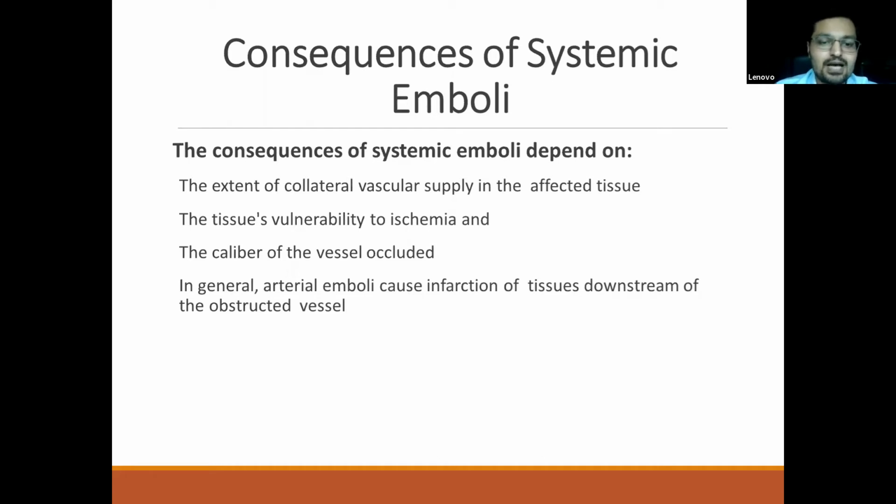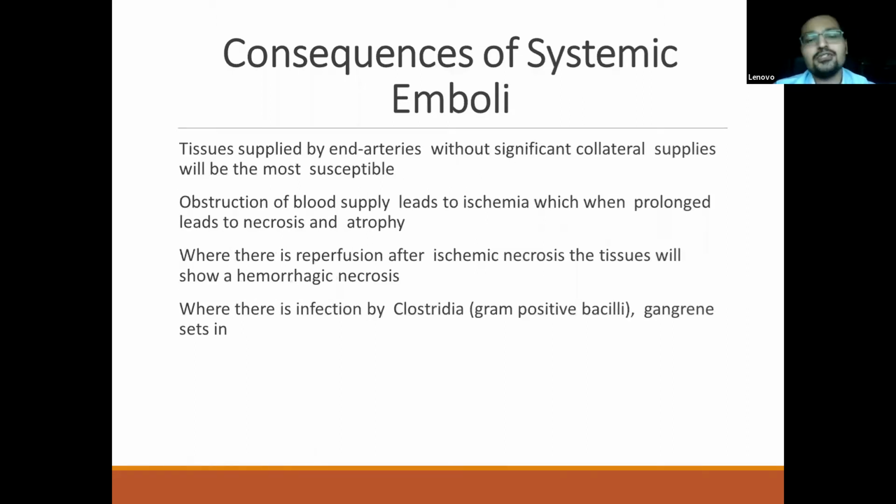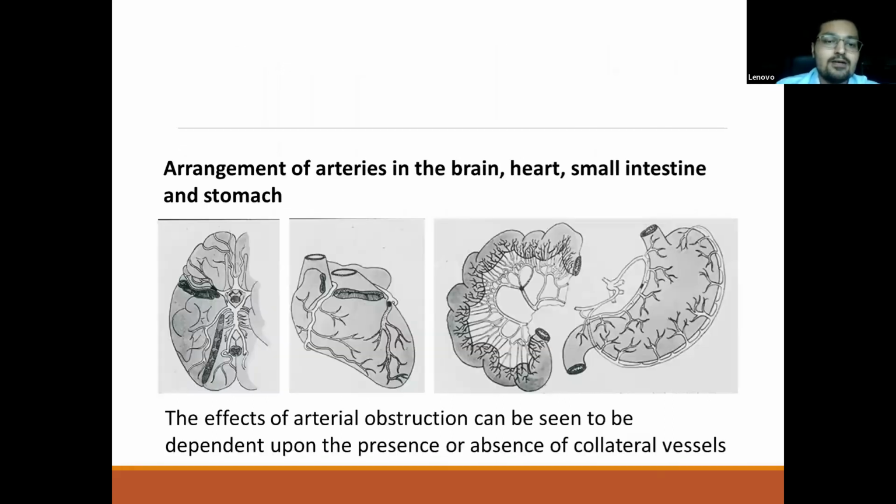In general, arterial emboli cause an infarction of tissues downstream to the obstructed vessel. The tissue supplied by end arteries without any significant collateral supply will be the most susceptible. The obstruction of the blood supply leads to ischemia, and when prolonged, necrosis leads to atrophy. Reperfusion after the ischemic necrosis of the tissues will show a hemorrhagic necrosis. The arrangement of arteries in the heart, brain, and small intestine or stomach usually is as delineated in the schema.